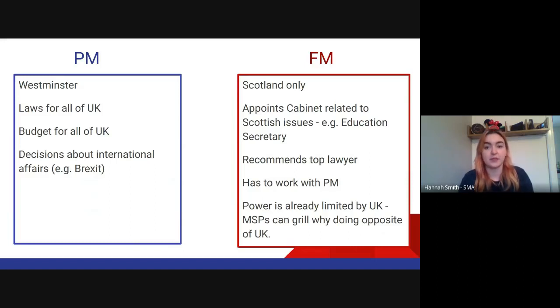Things like that. The First Minister can also recommend the top lawyer for the whole of Scotland. Again, if this is your future job aspiration, it's the First Minister who would recommend you to the Queen. The Queen isn't going to say no, but officially it has to get rubber stamped. Power is already limited by the UK. However, MSPs will give the First Minister a grilling and look for justification on decisions all the time.